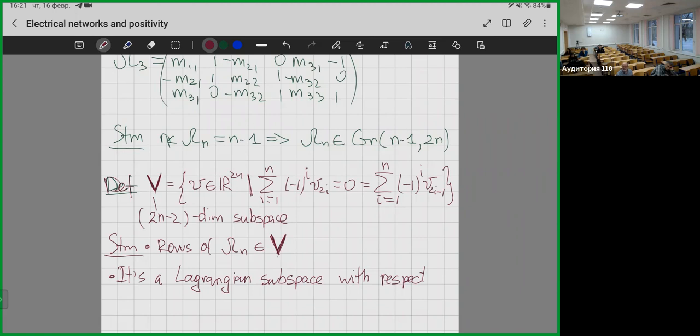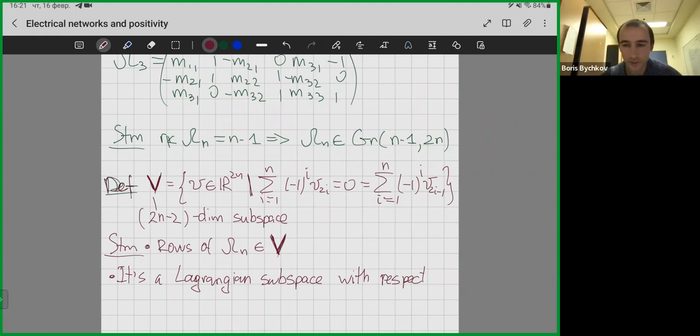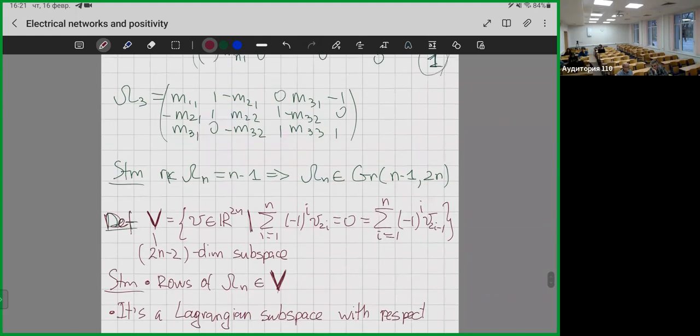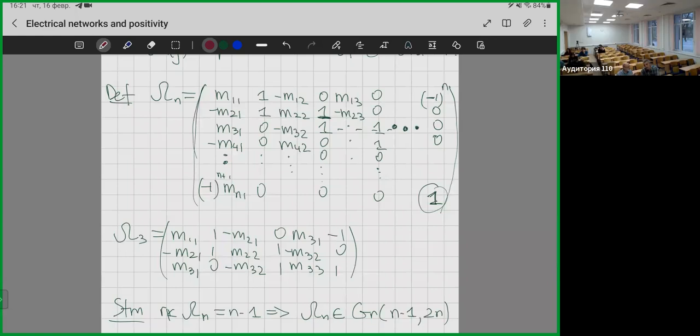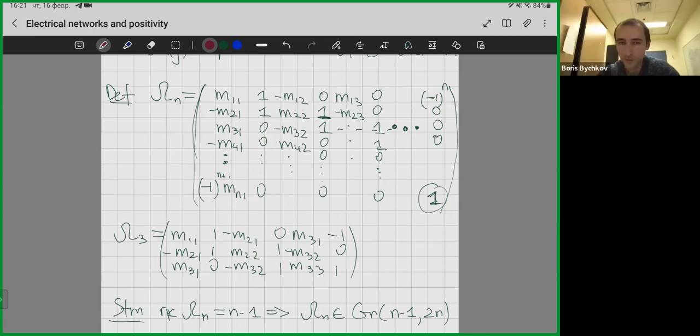Lagrangian подпространство половинной размерности в объемлющем пространстве. So yes, the statement is that this matrix defines a point in a Lagrangian subspace. Я хочу сказать, что мы получили некоторую точку Лагранжевого Гроссманиана.